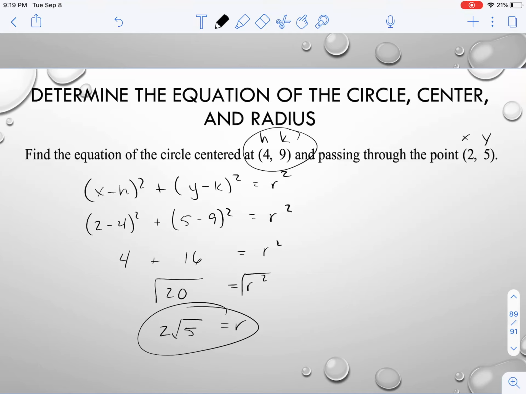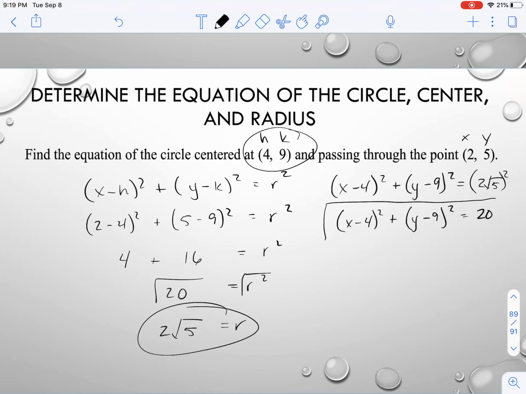So what I can do then is substitute in, and we're going to have x minus 4, quantity squared, plus y minus 9, quantity squared, is equal to, and you can either write this as 2 square roots of 5 all squared, or you could simplify that and write it as 20. Okay. So here I now have my equation of a circle, given the center and any point that lies on the actual circle itself, right?